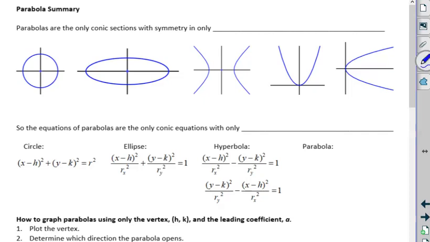These are some additional notes on the parabola that I thought would be helpful, and so I passed out a little addendum to your notes, and I just want to go over the information on this. If you were absent, you can find this handout filled in on the notes page. So parabolas are the only conic sections with symmetry in only one direction.